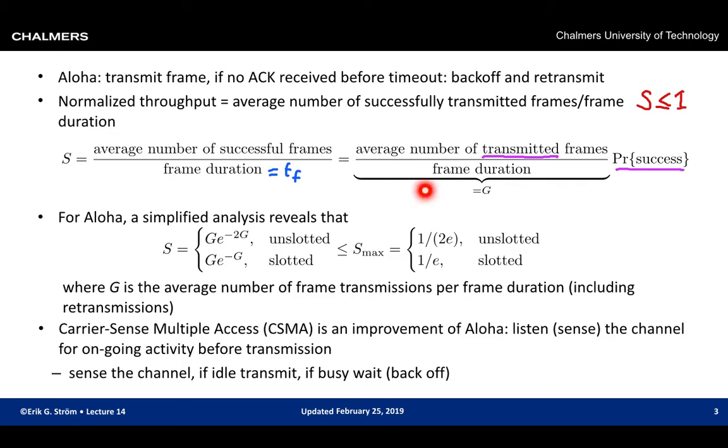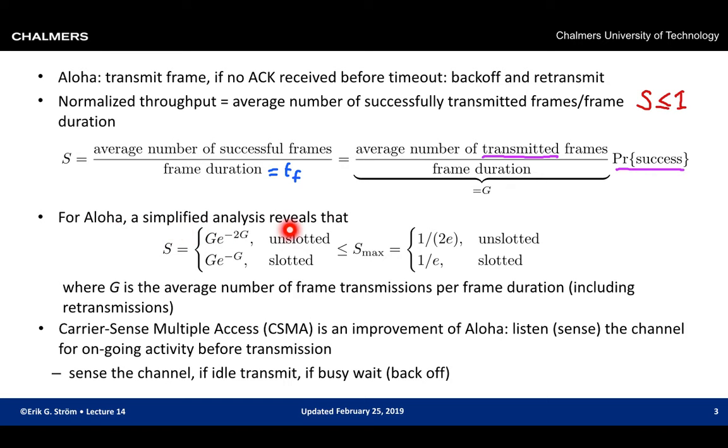This quantity, the ratio here, is a number called G. So G is the average number of frame transmissions per frame duration. And this includes retransmission. So there are both new frames and old frames which are scheduled for retransmission.